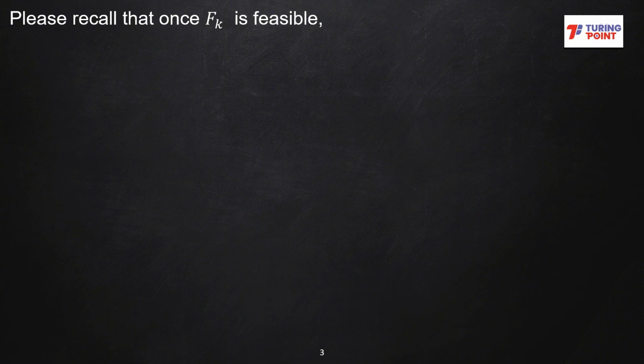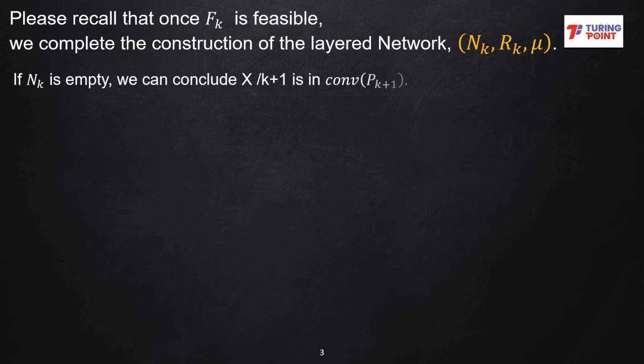Once we have ensured that Fk is feasible and we have identified the rigid arcs in Fk, and find Rk, the set of rigid pedigrees and their weights given by mu, then, after updating the node and arc capacities in the network, we obtain the new layered network, Nk, Rk, mu. If Nk is empty, we can conclude X given k plus 1 is in convex Pk plus 1.